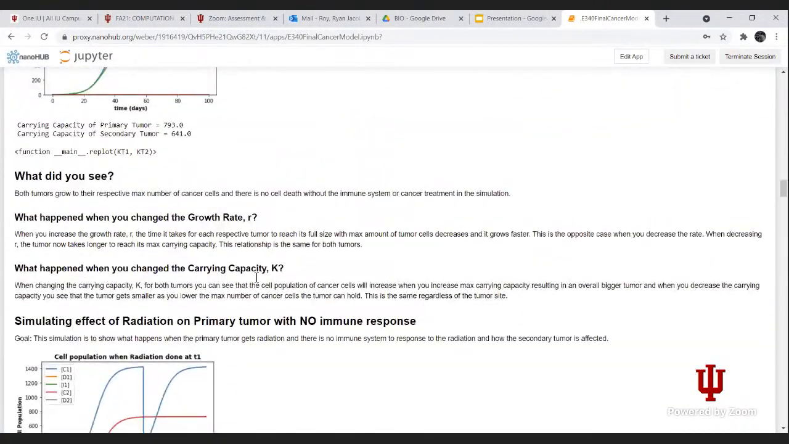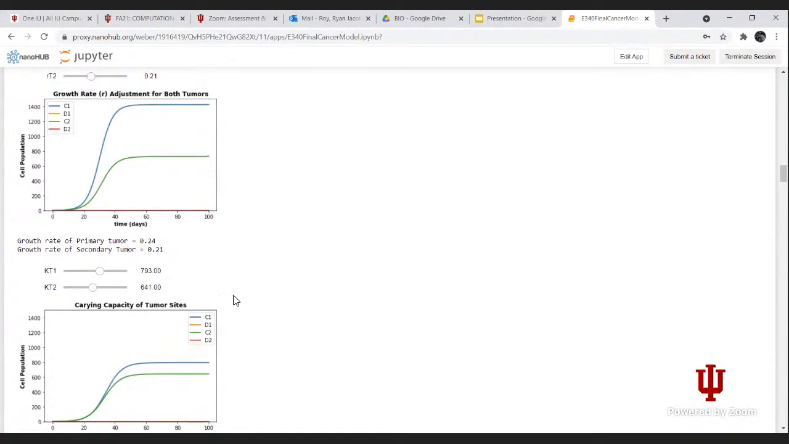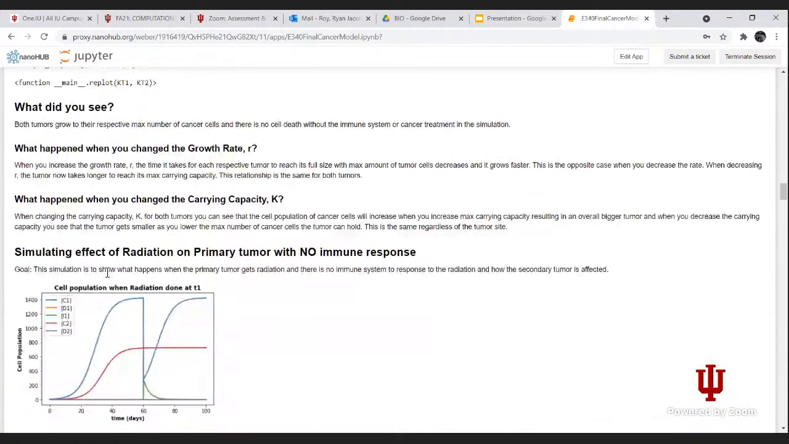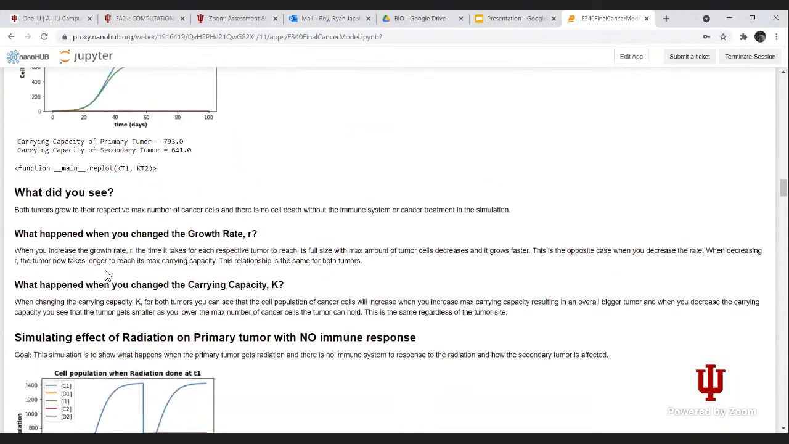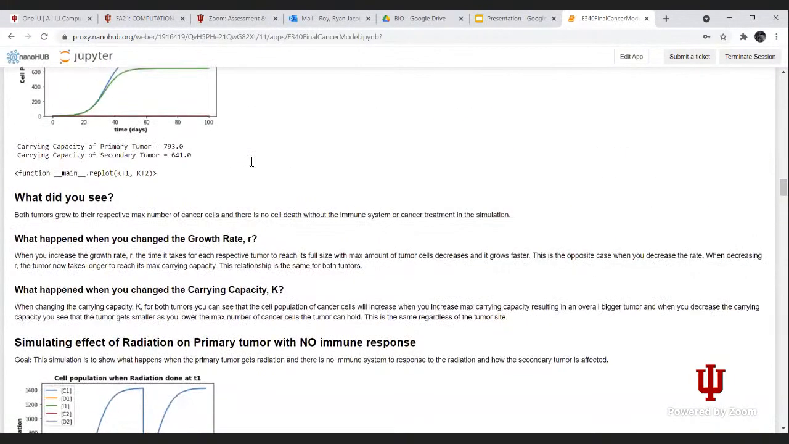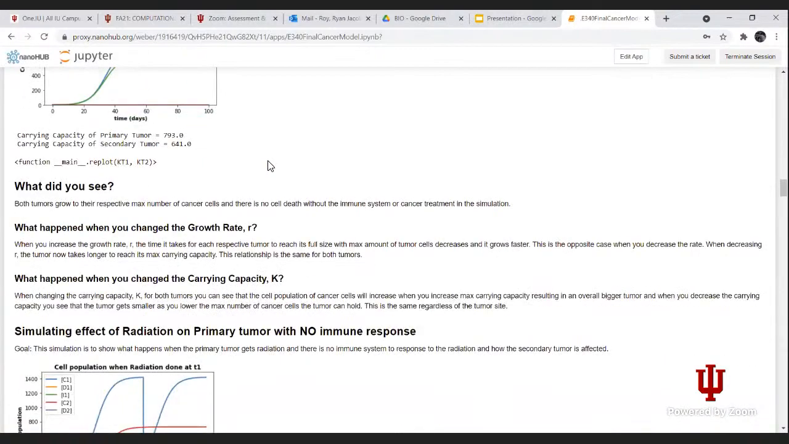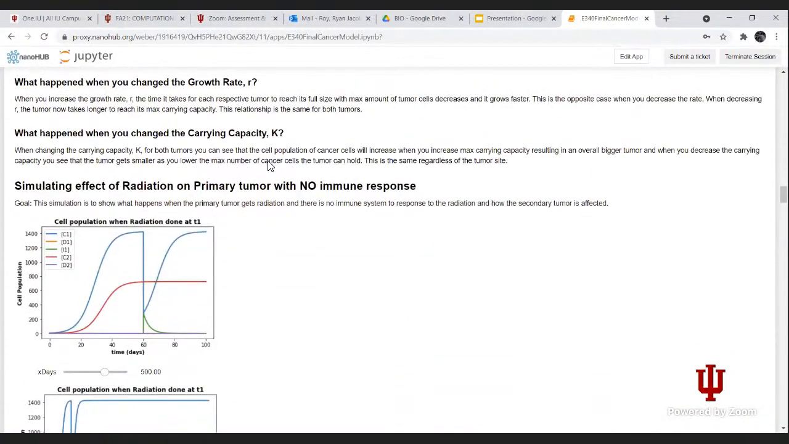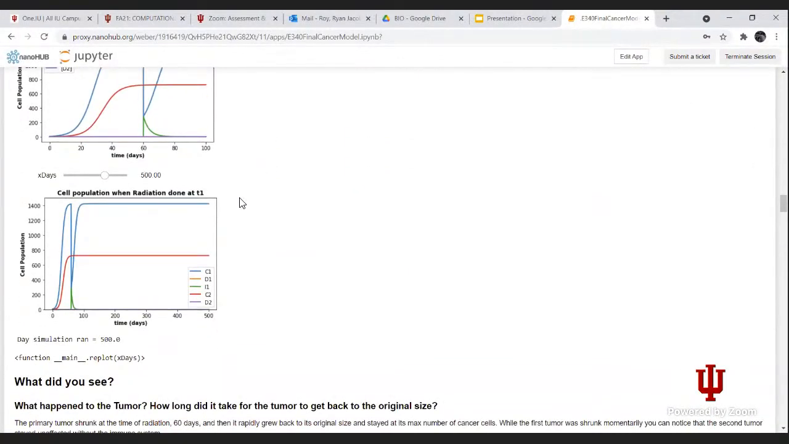one great thing about this presentation is that they not only let us play around with these parameters, but they actually take the pain of explaining what happens when you play around with them, which I personally found very helpful while trying to understand what they're talking about.